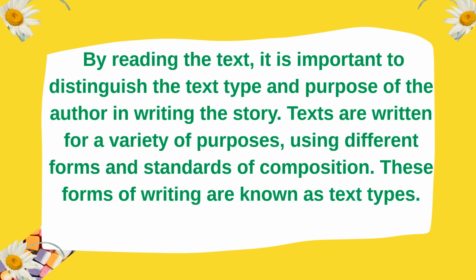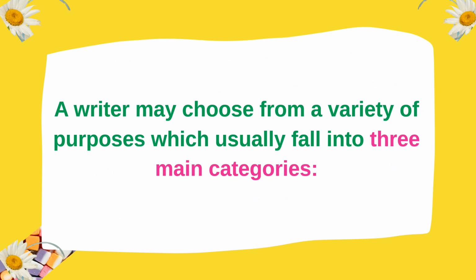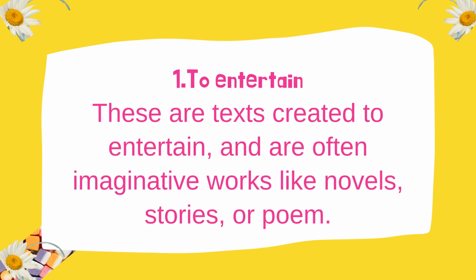By reading the text, it is important to distinguish the text type and the purpose of the author in writing the story. Texts are written for a variety of purposes, using different forms and standards of composition. These forms of writing are known as text types. A writer may choose from a variety of purposes, which usually fall into 3 main categories.